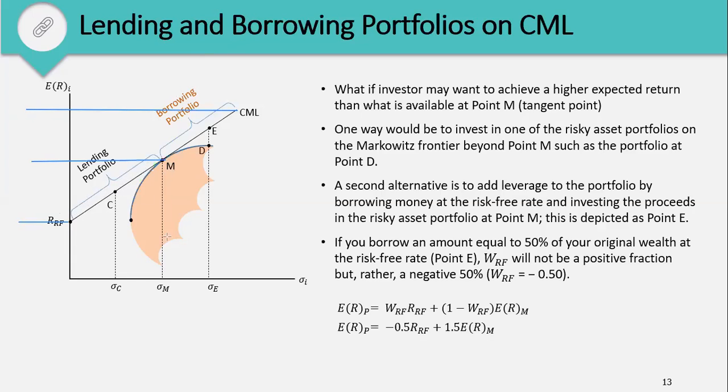So I have given two examples of a lending portfolio and a borrowing portfolio. If you look at this, point C represents the lending portfolio, and point E represents the borrowing portfolio. Let me explain why we call those two portfolios lending and borrowing.